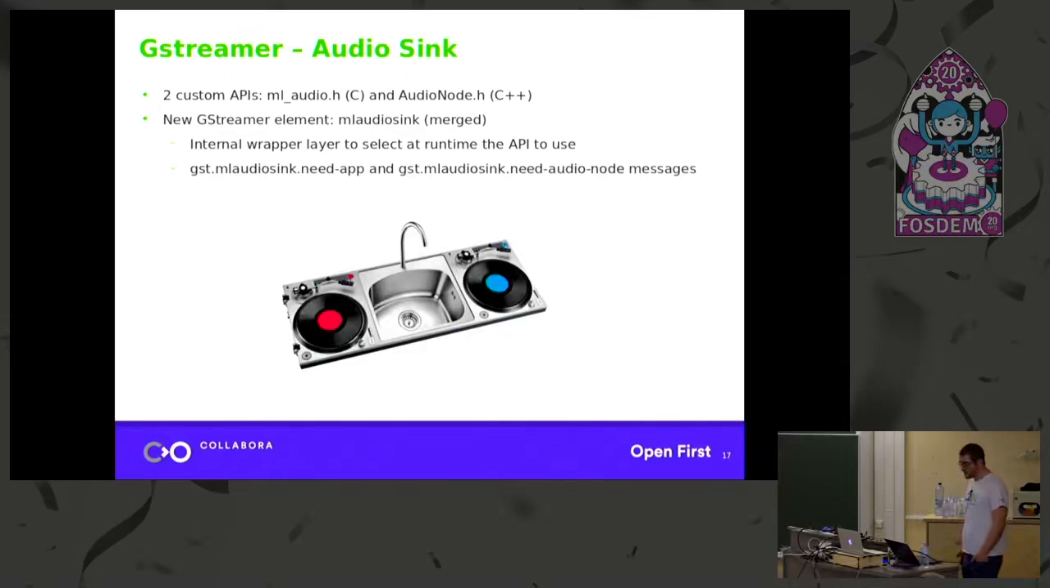So I've written a new element in GStreamer called ML Audio Sink, and when that audio sink wants to render audio, it's going to pop a message on the bus, and the application is supposed to reply to that message with the pointer to that audio node object. And if you do that, it's going to use that C++ API, and you get really nice spatial audio.